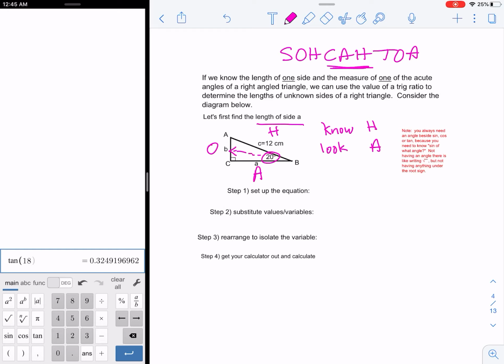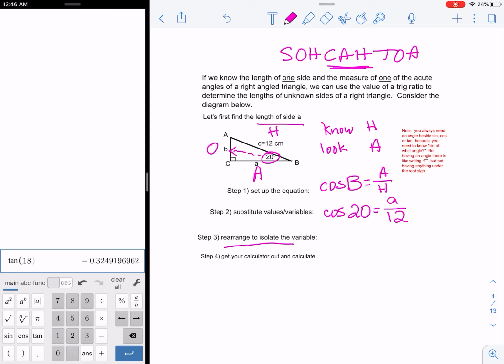So first thing, set up the equation. So this is just with generic variables, generic letters, generic names. So we've got sine of angle, sorry, why did I write sine? We don't want sine, we want cosine. So cos of angle B equals adjacent over hypotenuse. Step 2, you substitute values into it. So the cosine of 20 degrees equals the adjacent. We're using the letter A for the adjacent side because it's opposite angle A. And the hypotenuse is equal to 12.